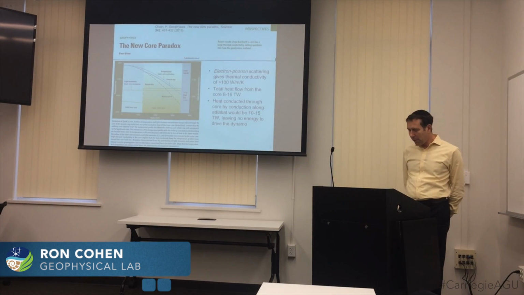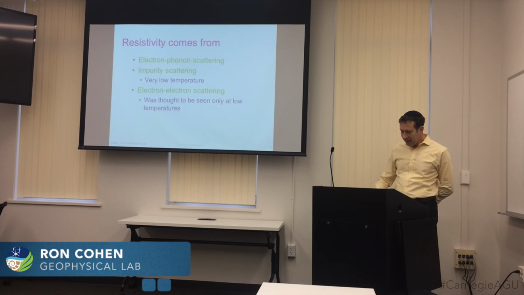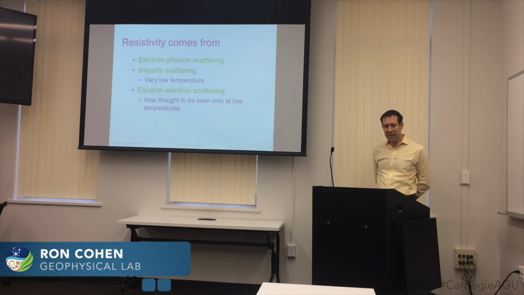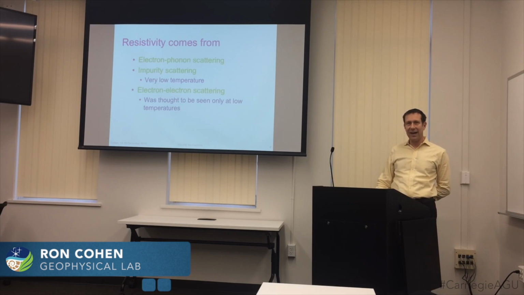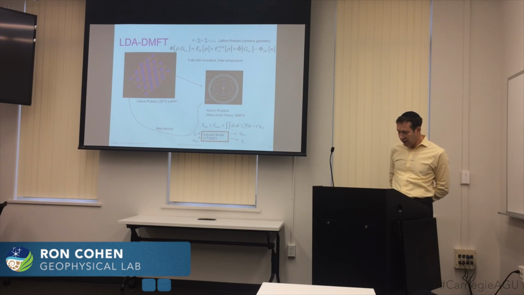Well, all of the previous work, including work we did previously, was based on the idea that electrons scattered off of vibrating atoms, and that's what generated resistivity in iron. And in fact that's shown here, that's called electron-phonon scattering. And electron-electron scattering was believed to be only important at very low temperatures, like a little bit above absolute zero, whereas the center of the Earth is extremely hot, like 6,000 Kelvin. But what we did is we calculated this electron-electron scattering and found that it's very large.